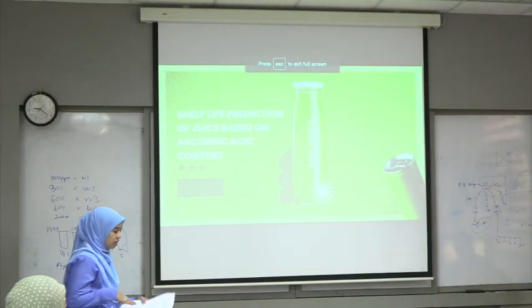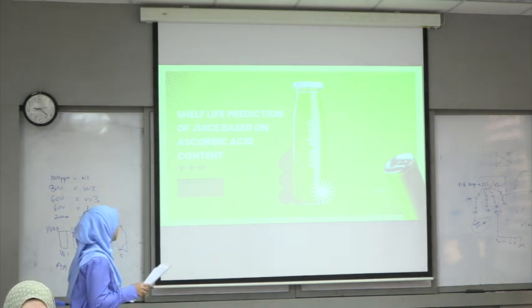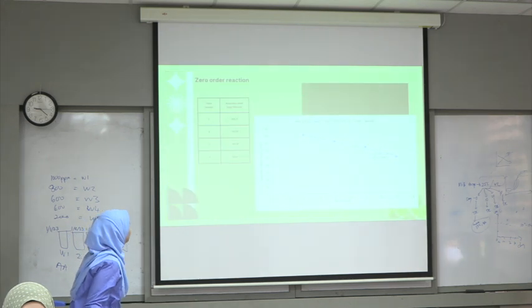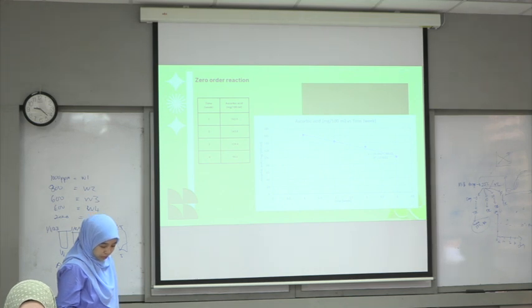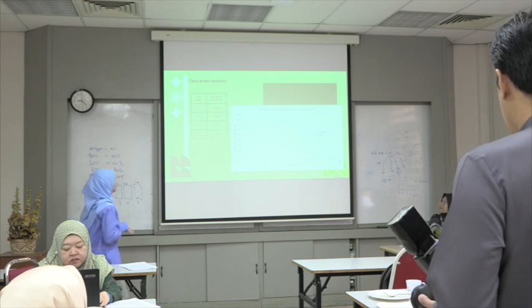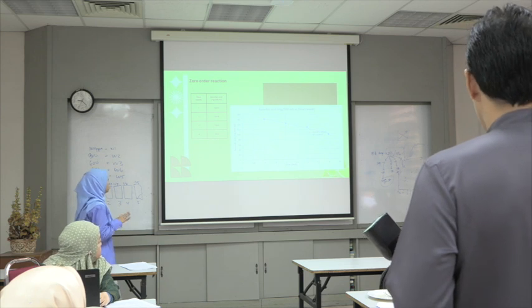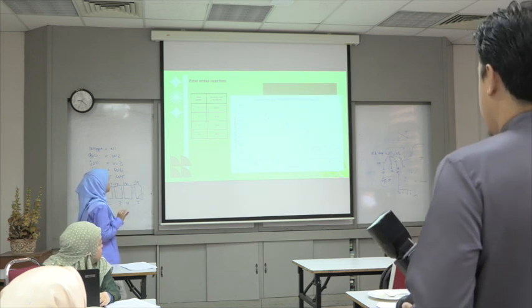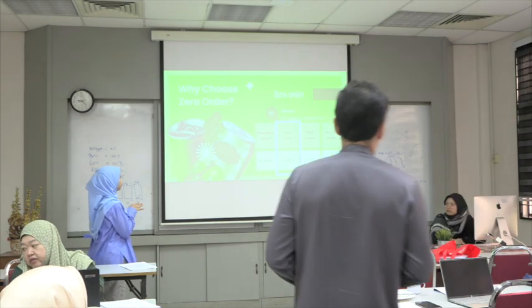Okay, so the second assignment is about the shelf life prediction of juice based on ascorbic acid content. The question requests us to find the right reaction order and also show the R square for each reaction order. So we have constructed all three reactions, which are zero order, first order, and also second order reaction.